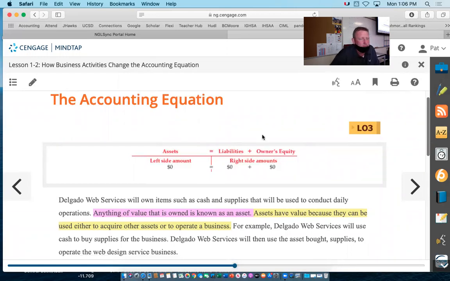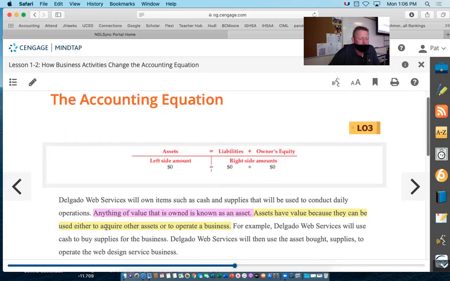This is good. The accounting equation is assets equals liabilities plus owner's equity. Okay. The left side, right side. If you see this, it kind of looks like a T account, like a T, and that's a little tool that we use to help people learn. We already know that anything of value is an asset, right? Kind of did that last time with our net worth.